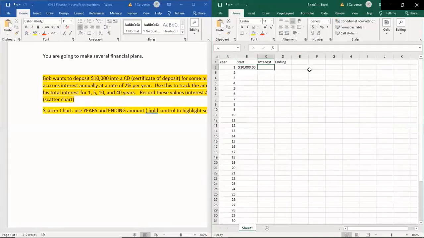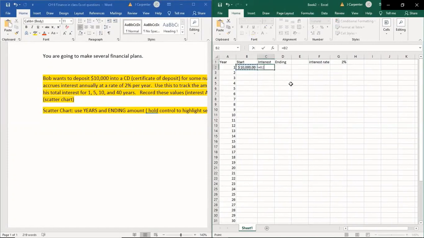Then the interest is going to be, let me actually just put the rate somewhere so that way I can change it. So our interest rate is going to be 2%. Just widen this column a little. So when I use that 2%, I'm not going to type equals the balance cell times 2%. I'm going to click the balance cell times the interest rate, which I have over here.